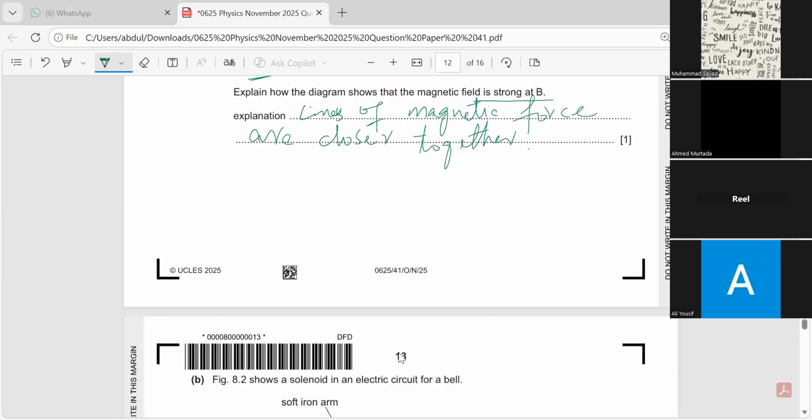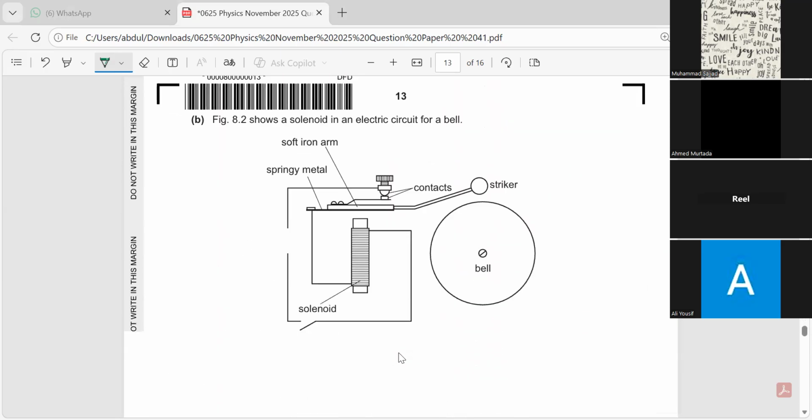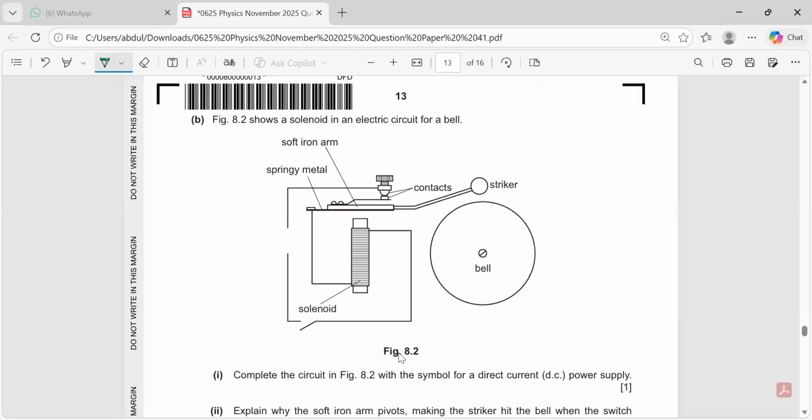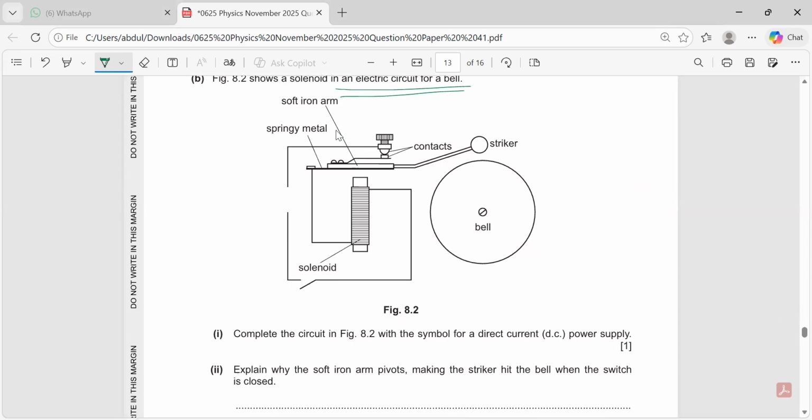Now, my dear friends, what is next? Yeah, this is now a relay. After a long time, this relay has come in 2025. The figure shows a solenoid in an electric circuit for a bell. Complete the circuit diagram in the figure with a symbol for a direct current power supply. Direct current power supply, so positive, negative, this is a DC symbol. So this is 1 mark.